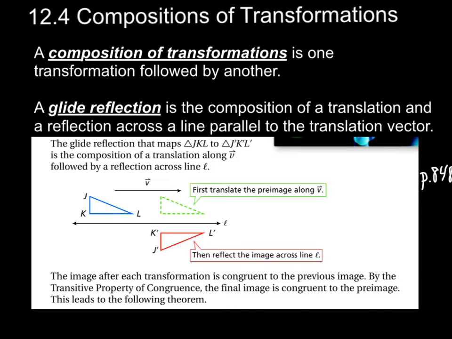So if you slide it up, then you'd reflect it over a vertical line. Here we slide it to the right, we reflect it over a horizontal line. The reflection then is the image across the line. The image after each transformation is congruent. Very important you understand that. This is a rigid motion. A rigid motion is when after you translate something, it's still congruent. By the transitive property of congruence, the final image is congruent to the pre-image, which is going to lead into our next theorem.